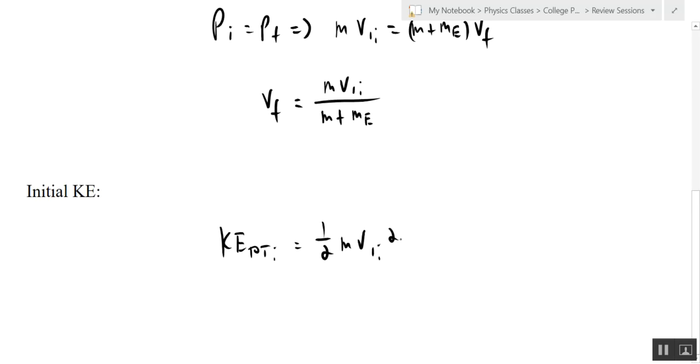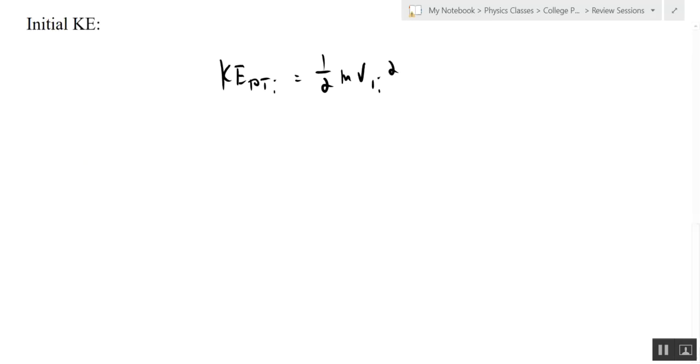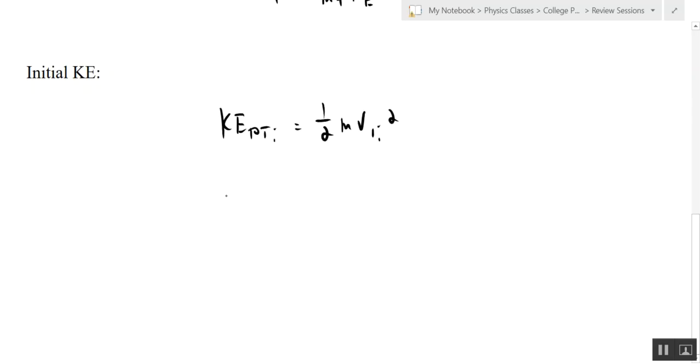Before. And then what's the final kinetic energy, just like we did last time? So I'm not writing final KE. It might be a little bit confusing, but it's the same thing that we did last time. It's M plus ME times VF squared. But what is VF, basically? 0. So this is about 0. Pretty close to 0, right?